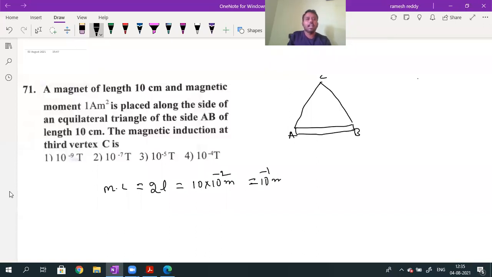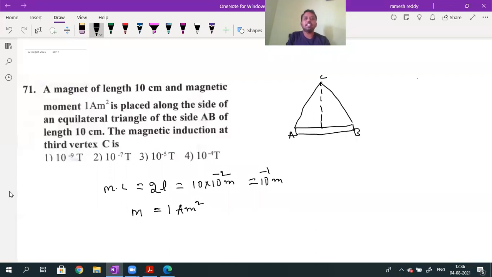Correct? And what is the magnetic moment value? Magnetic moment is nothing but capital M. Capital M value is 1 ampere meter square. So they are asking us to calculate what is the magnetic field induction at the third vertex. Actually, the third vertex is lying on the axial line or equatorial line. If I consider this is the bar magnet, this is for the equatorial line. Correct? This line is the equatorial line. Are you getting us, students?